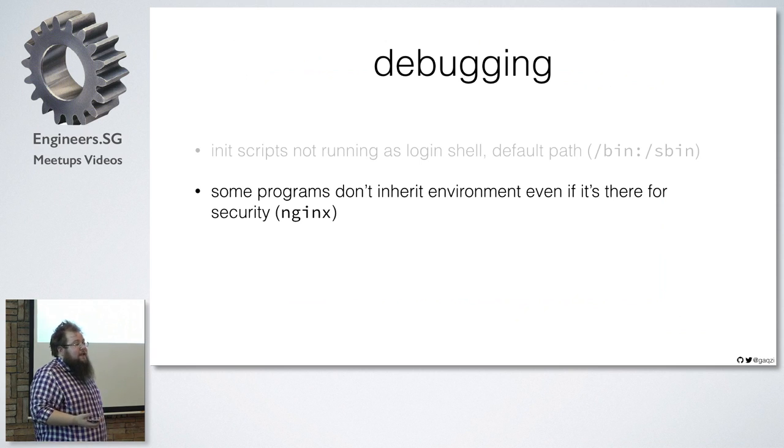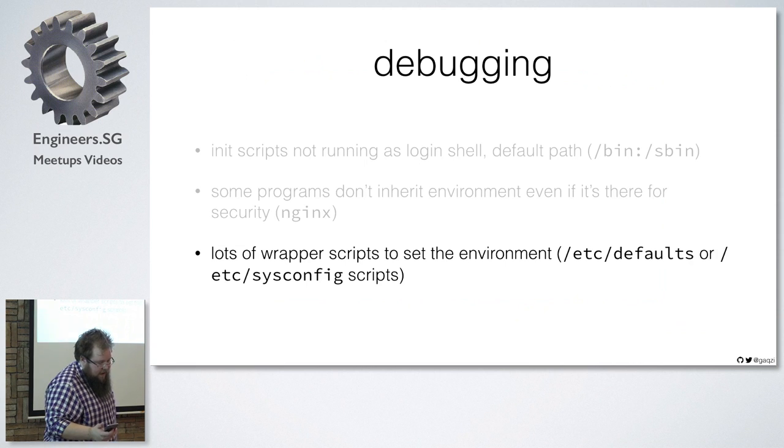Some programs don't inherit the environment at all because they think that's insecure. Nginx is a good example of this, and I have a story about how I had an issue with Nginx that took me hours to figure out why it wasn't finding Ruby. The main way of solving this is by writing lots of wrapper scripts. Well, that's basically the only way to solve this in a sensible way. So you end up having something that calls your script in the end, which works out, but it's annoying.